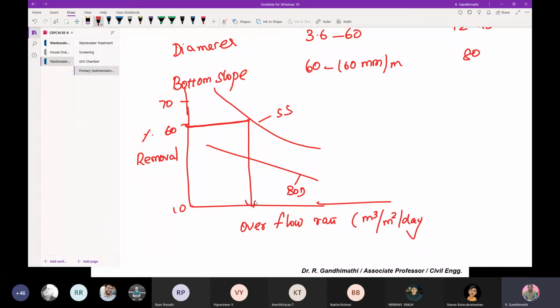Or sometimes they will give it in terms of BOD removal, around 30% or 35%, because this is the maximum itself, it is 38 only. Generally you can expect very little removal of BOD, in the form of suspended solids, in the primary sedimentation tank. If it is 30% BOD removal, draw a line corresponding to 30% and find out the overflow rate. This is one way you have to select the overflow rate before doing your design.